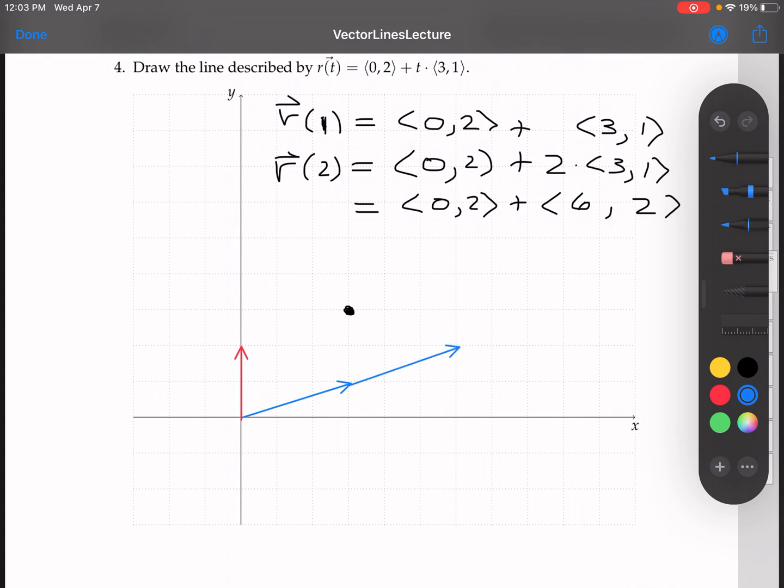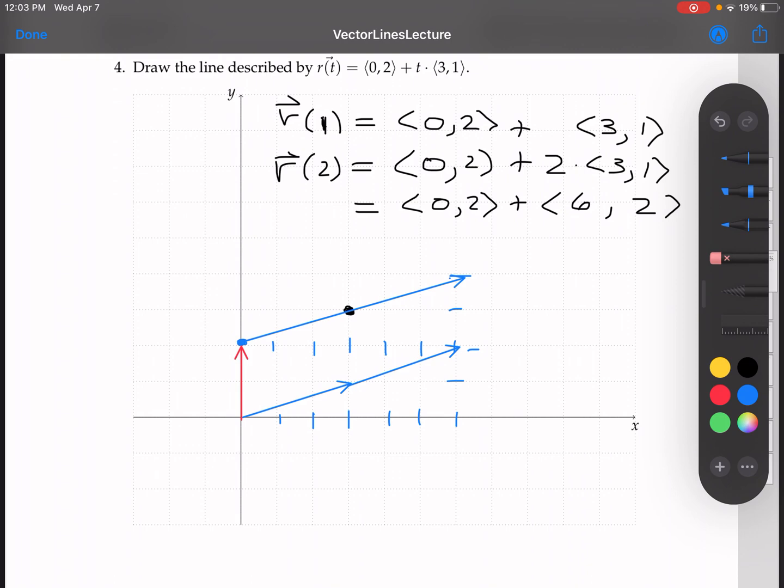Right, so it's really just shifting. That's 1, 2, 3, 4, 5, 6, 1, 2. So over 6 up 2 from the initial point. So moving that initial point to the terminal point of our red position vector and going over 1, 2, 3, 4, 5, 6 and up 2 gives us that vector there.